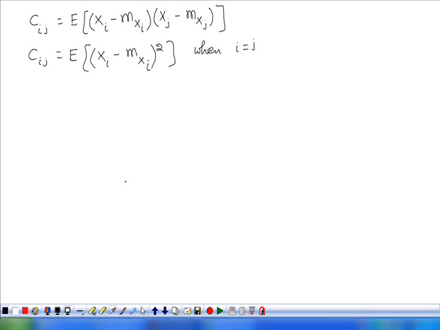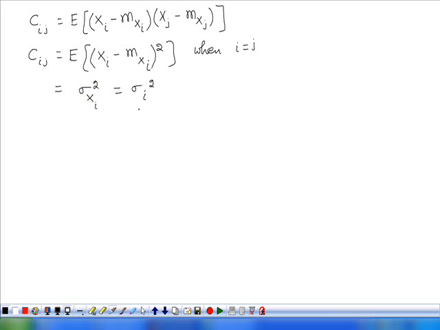When i is equivalent to j, Cij is equivalent to the expectation of (x minus mx) whole square. What does this indicate? This is the variance of xi. The expectation of (xi minus mxi) whole square is the variance of xi. So this can be represented as sigma xi whole square, and for simplicity, we write it as sigma i square.